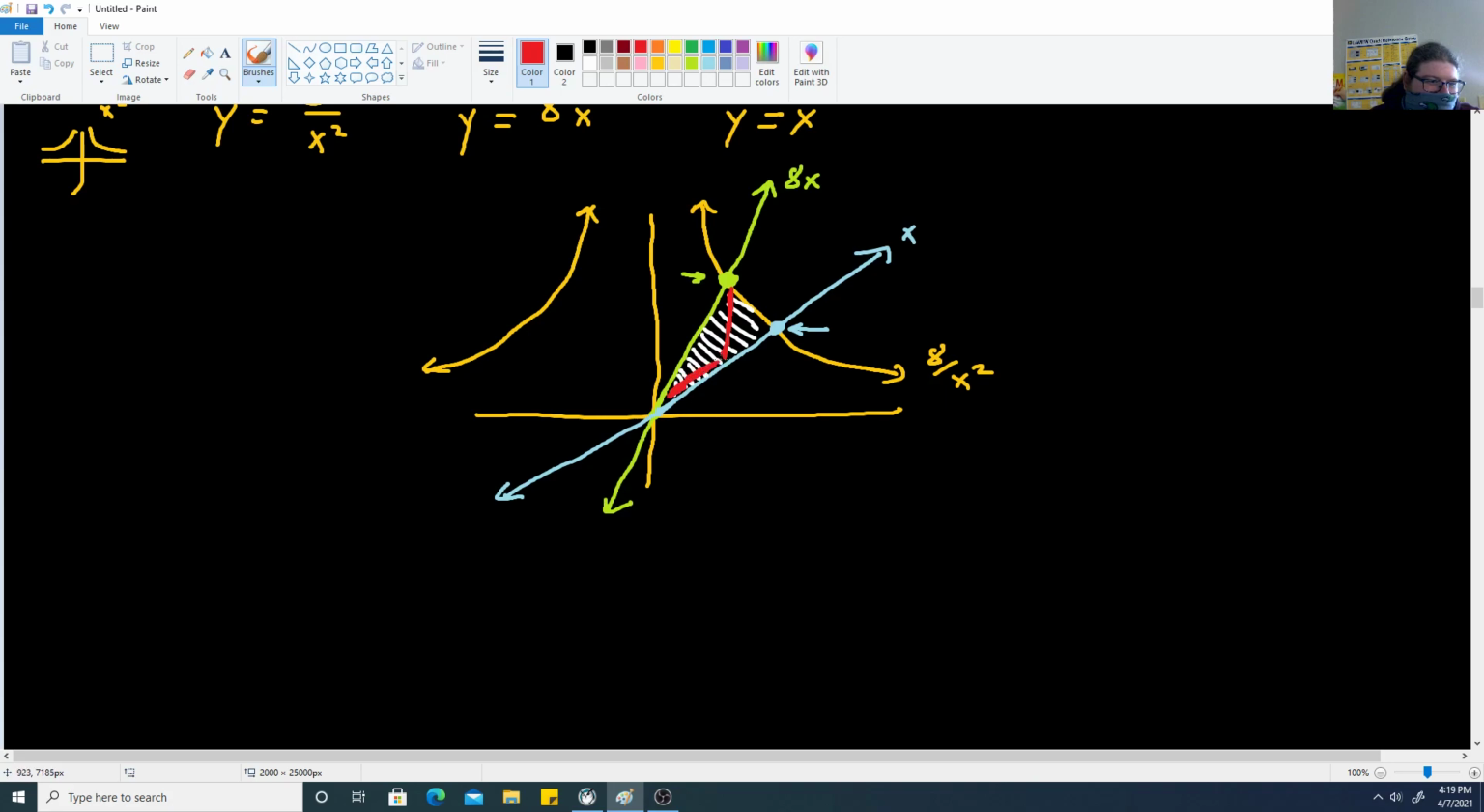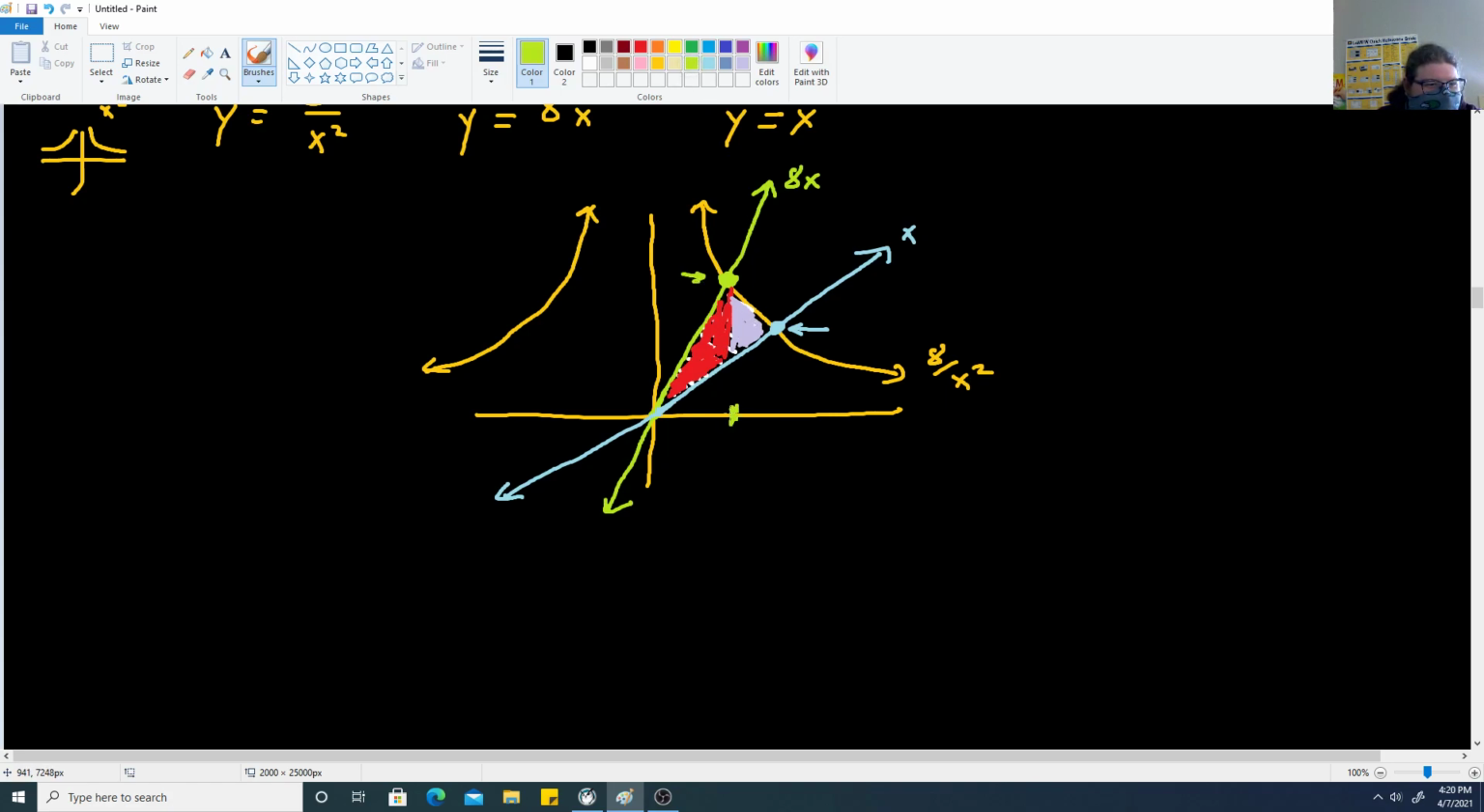And the first part of the integral will be based off of this side over here, where the green function's the top and the blue function's the bottom. And then the rest of the integral will be based off of this side over here, where our orange function, the 8 over x squared, is the top, and the blue function, x itself, is the bottom. So we have to split the integral up because the top function changes at some point through there. So let's calculate the x value here where this occurs.